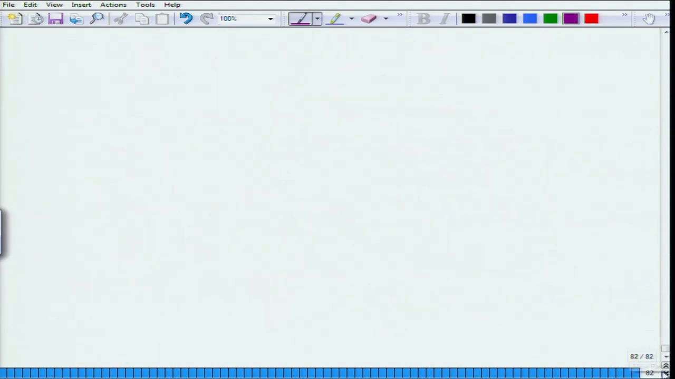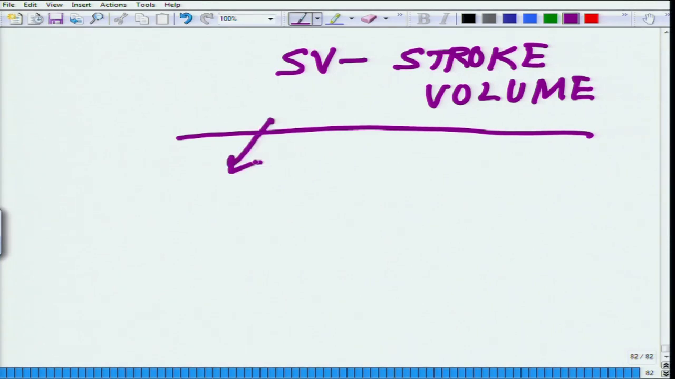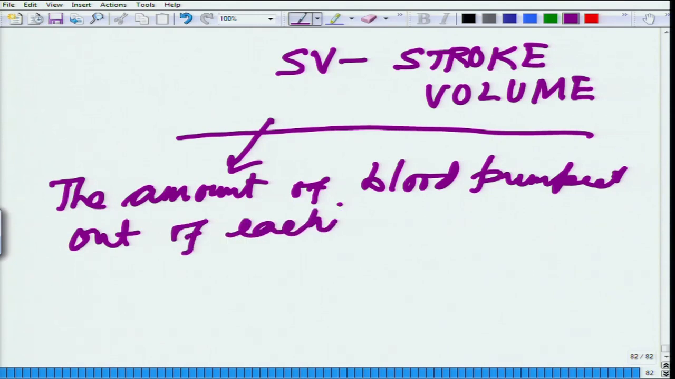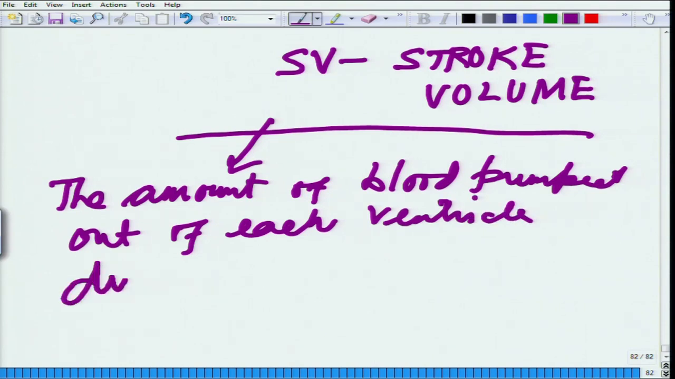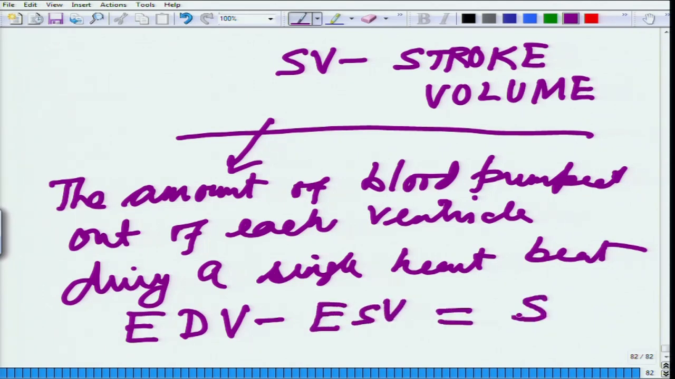These two definitions are exceptionally important for you people to understand. There is something called SV or stroke volume. Stroke volume is the amount of blood pumped out of each ventricle during a single heartbeat. It is expressed as EDV minus ESV, end diastolic volume minus end systolic volume, that gives you the stroke volume.